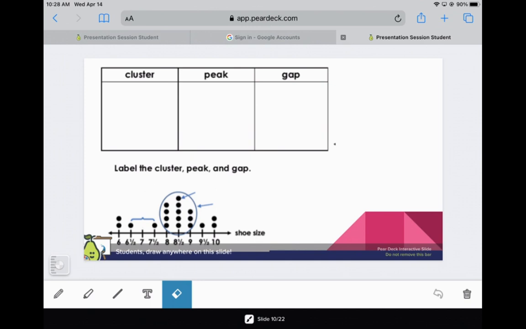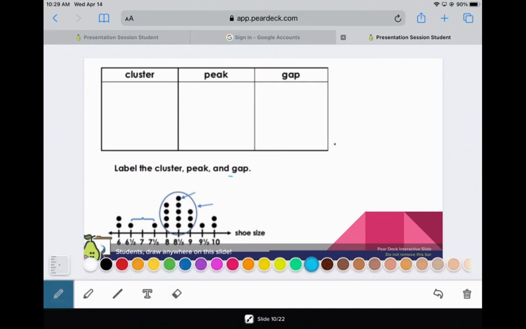So we're going to label a couple of things. The first one is the gap. The gap is when you have a value that's skipped. So look over here for 7, you don't have any dot. That's why it's a gap, because you skipped that number. Gap means something missing. You're missing the values there. There's nothing there. You skipped those values. That's a gap. Okay. Peak.